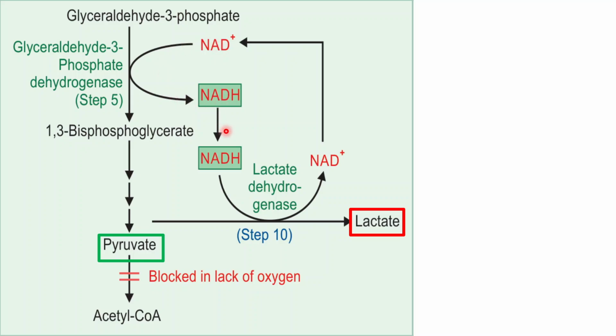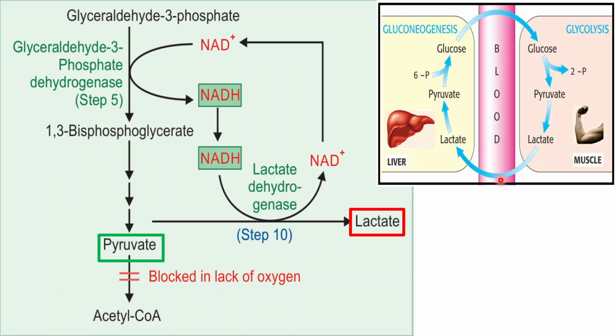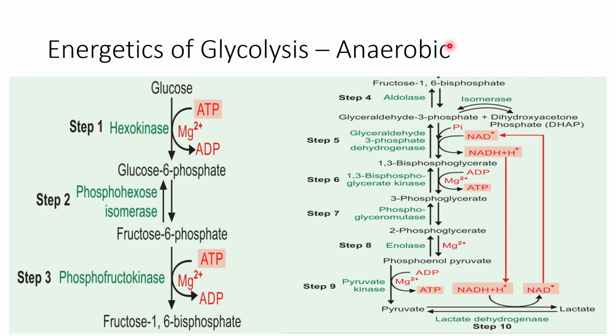So under conditions of anaerobic glycolysis, when oxygen is not there, NADH is utilized and pyruvate is converted to lactate. Okay. So lactate is most commonly formed in the muscles. This lactate then goes to the liver, where it is converted to pyruvate by the same enzyme lactate dehydrogenase, and then pyruvate is converted to glucose by the process of gluconeogenesis. Okay, that we will study later. So this was about glucose metabolism by glycolysis. Now let us look at the energetics of glycolysis.